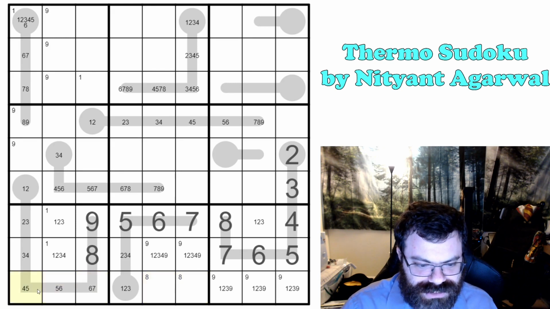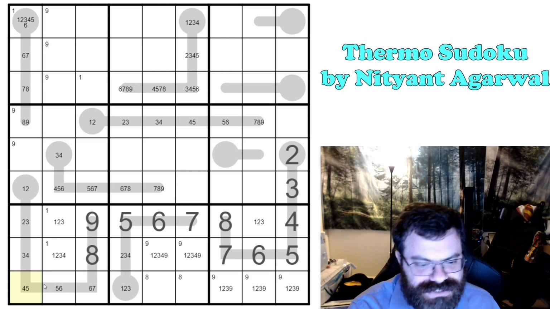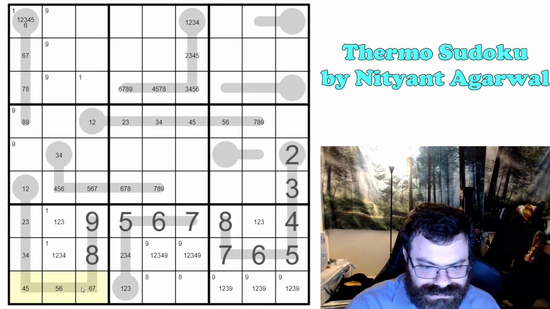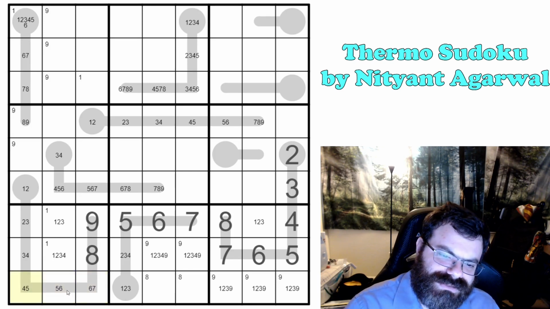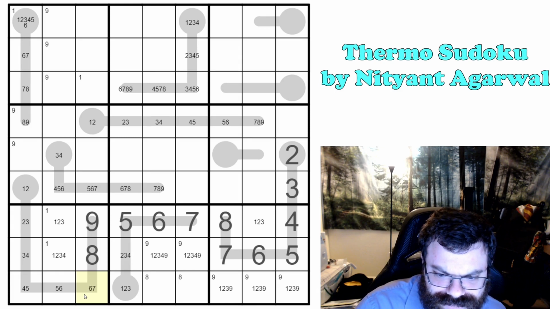So imagine the 4 were here. If this were 4, no. Sorry, imagine if the 4 were not here. No, that's not right either. Maybe I am not thinking about this right.